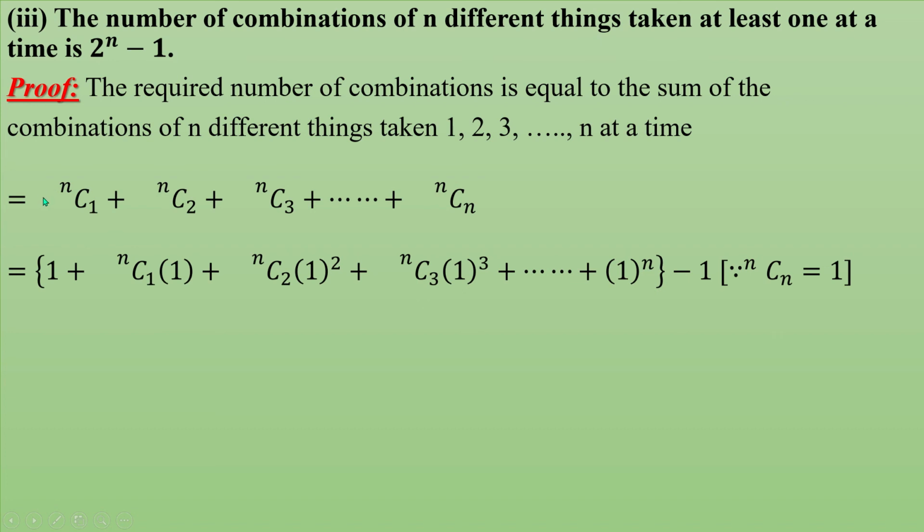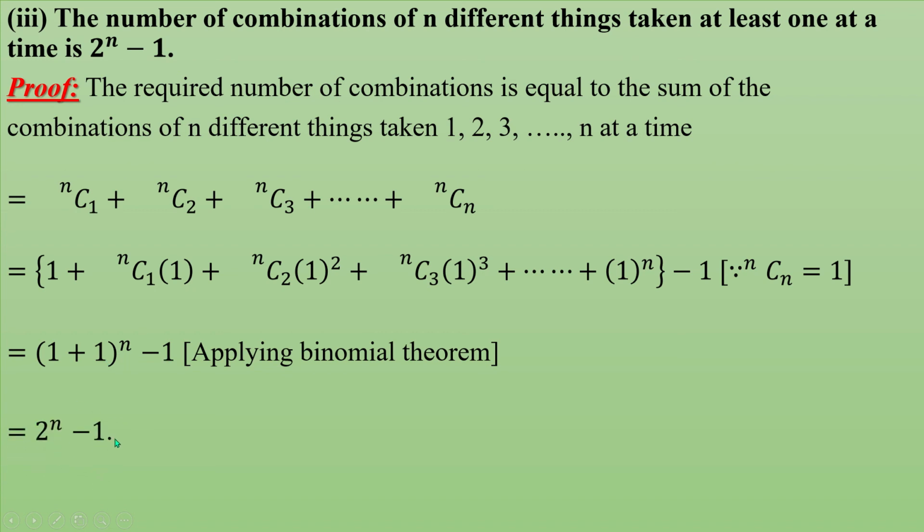Adding 1 here, 1 plus nC1 into 1 plus nC2 into 1 square plus nC3 into 1 cube plus and so on up to 1 to the power n, because we have added 1 here, so we have to subtract 1 from this. By the binomial theorem we know this equals 1 plus 1 to the power n minus 1, that is 2 to the power n minus 1. This is the required number of combinations. Clear?